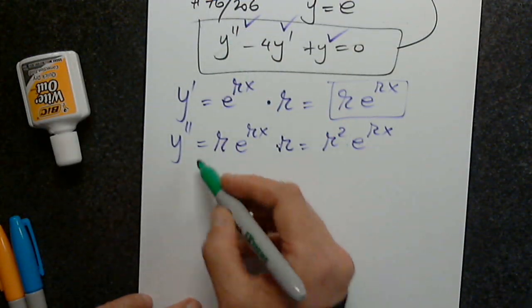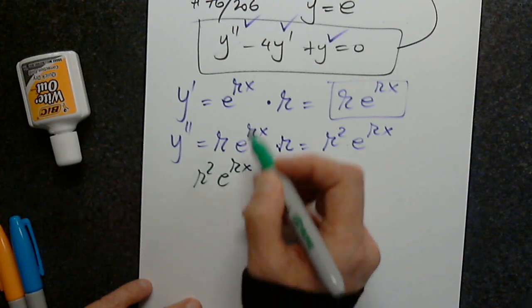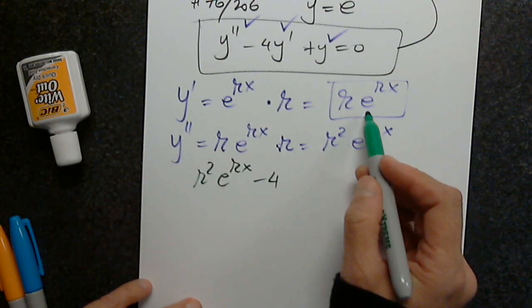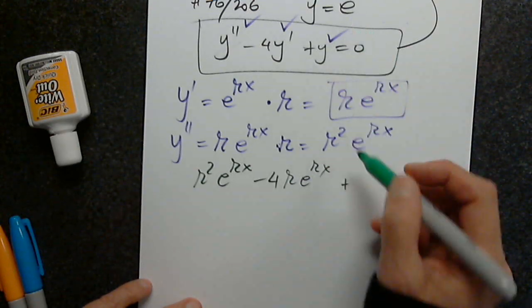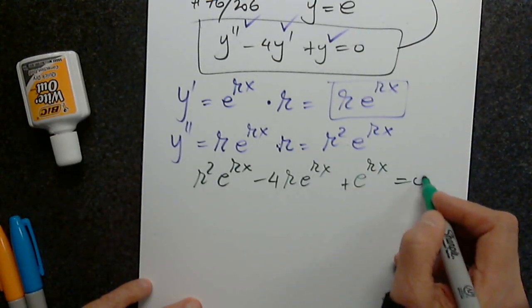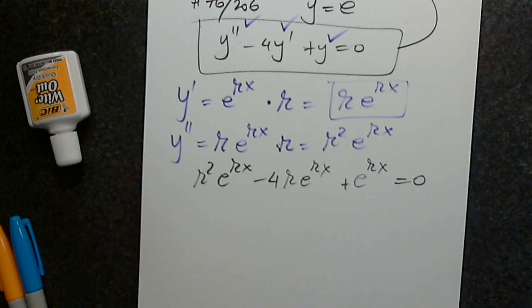So r squared e^(rx) minus 4r e^(rx) plus e^(rx). Good. So the question was asking us to find r such that the equation is fulfilled. What would be our next step?